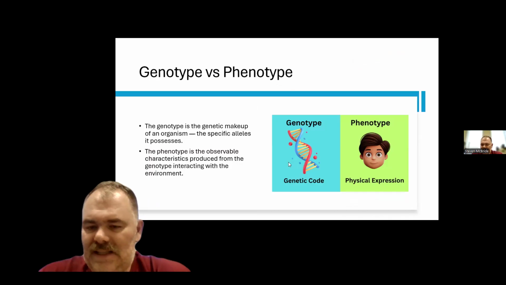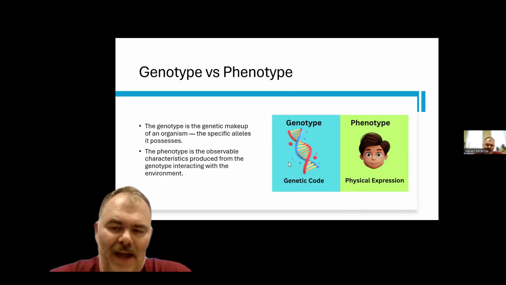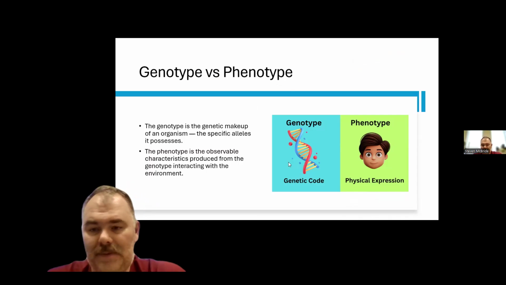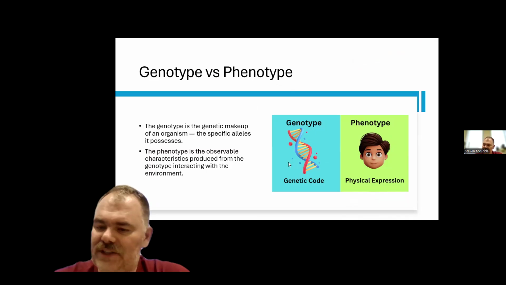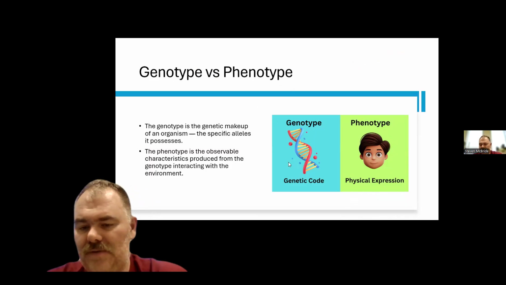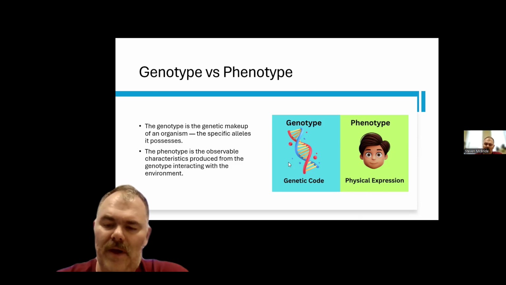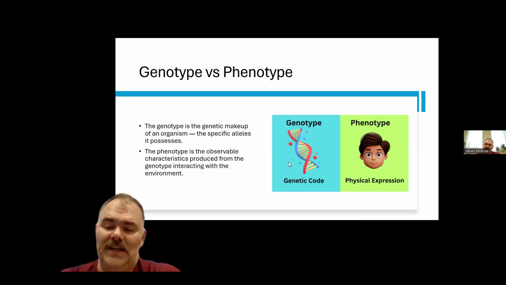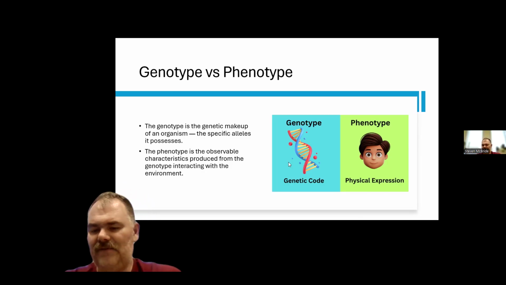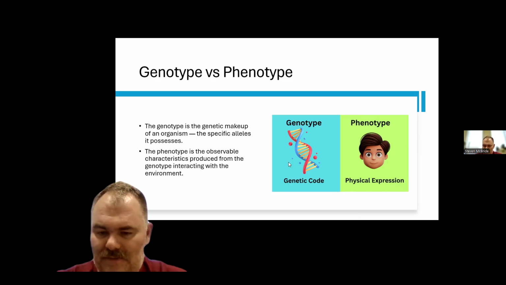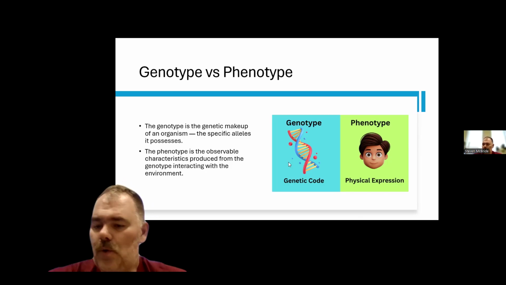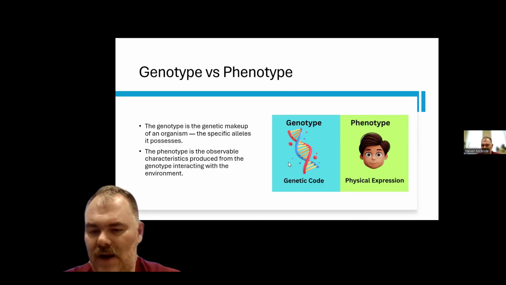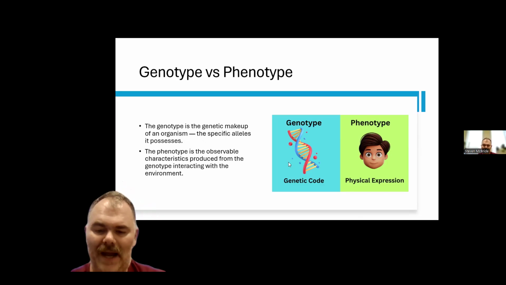Now, we need to distinguish between genotypes and phenotypes. Genotype is the genetic makeup of an organism, the specific alleles or gene versions that it possesses. The phenotype, on the other hand, is the observable characteristics produced from that genotype interacting with the environment. So, genotypes refer to the genetic information itself, while phenotypes refer to what we actually observe. For example, two organisms may have different genotypes for flower color, resulting in different phenotypes such as purple or white flowers. In bacteria, a phenotype might be whether the organism survives exposure to an antibiotic.